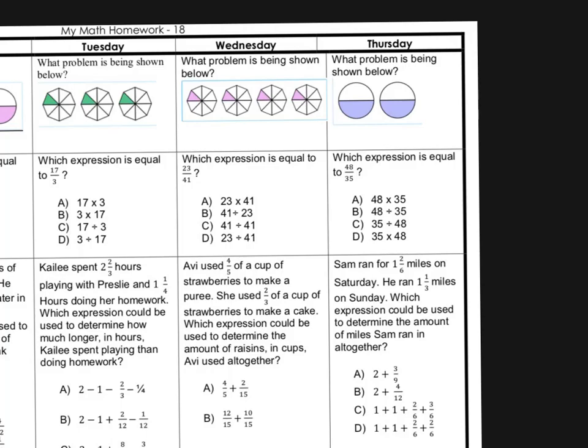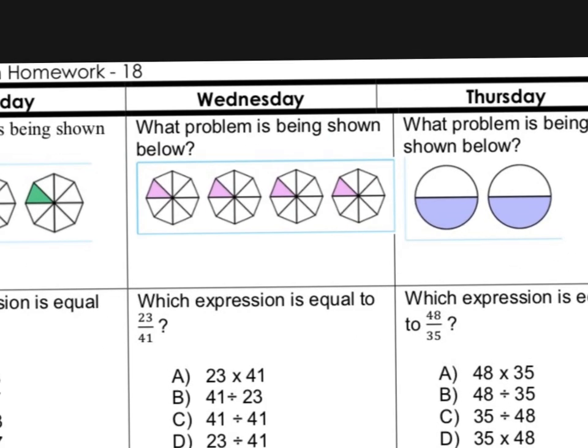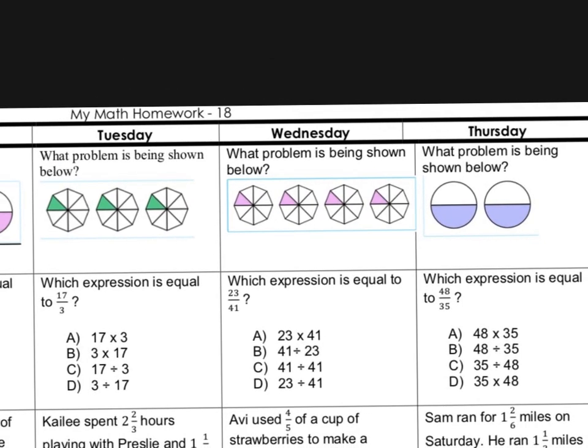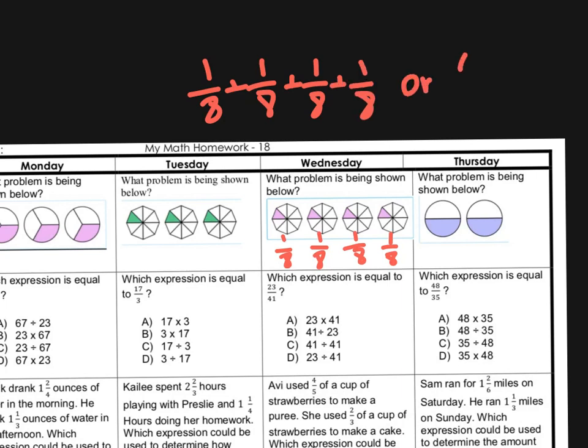This is my math homework number 18, Wednesday. For the first one, it says, what problem is being shown below? So now you have 1/8 again, but there's 4 of them. So one way to write it is 1/8 plus 1/8 plus 1/8 plus 1/8. Or you can say there's 4 copies of 1/8. So you do 4 times 1/8.